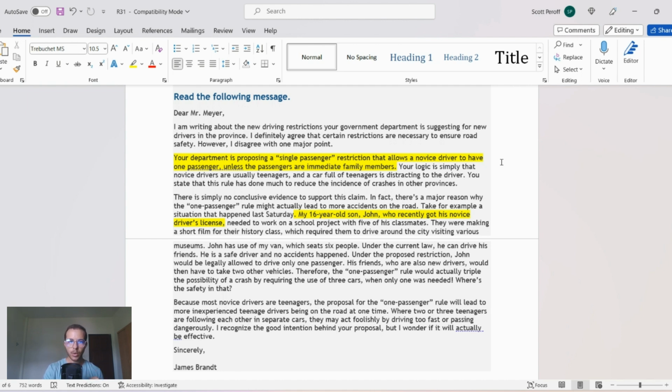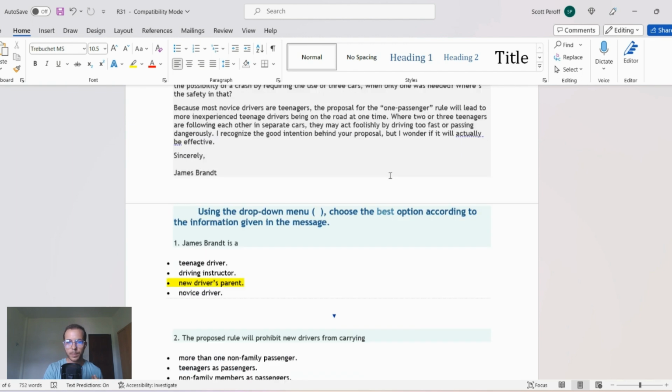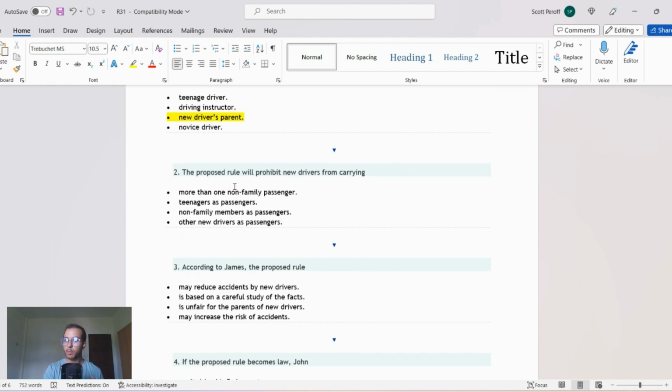It says, "Your department is proposing a single passenger restriction," so one passenger, "that allows novice drivers to have one passenger." This is important. "Unless the passengers are immediate family members." So they can have one non-family member or multiple family members in the car. So the proposed rule will prohibit new drivers from carrying more than one non-family member passenger.